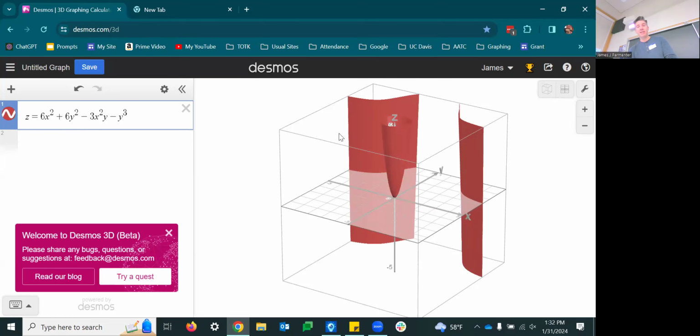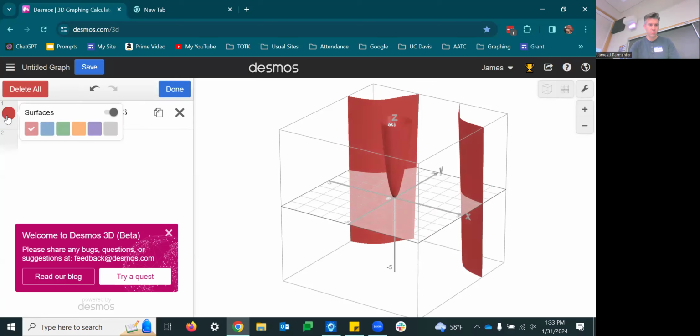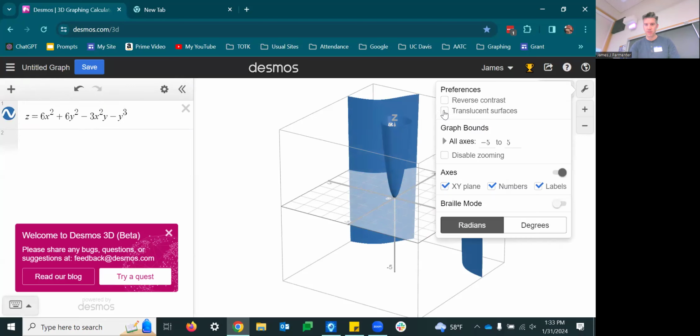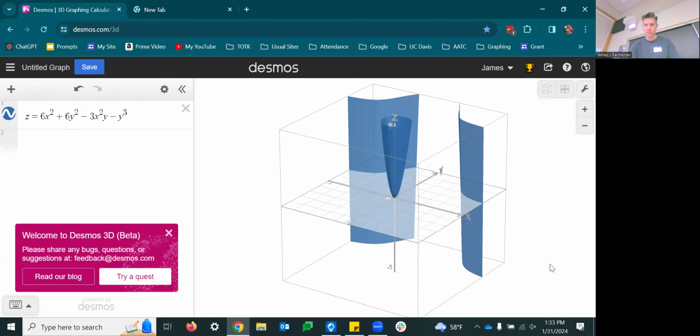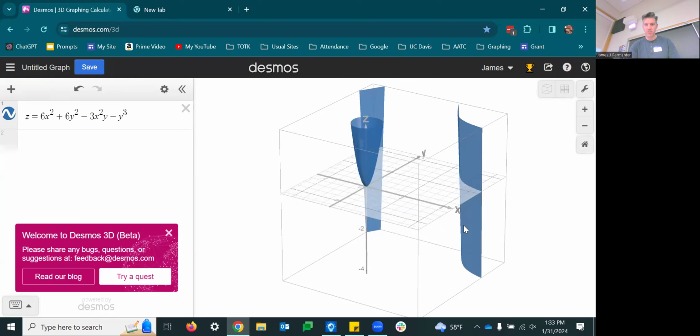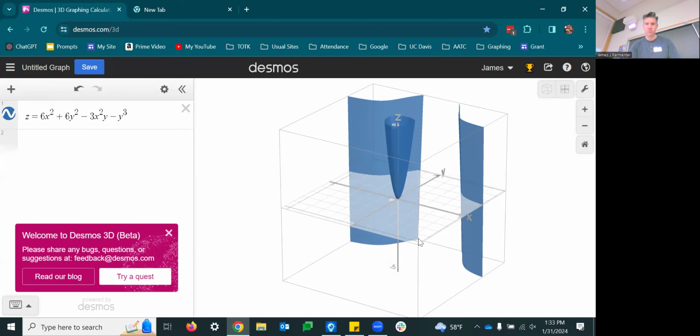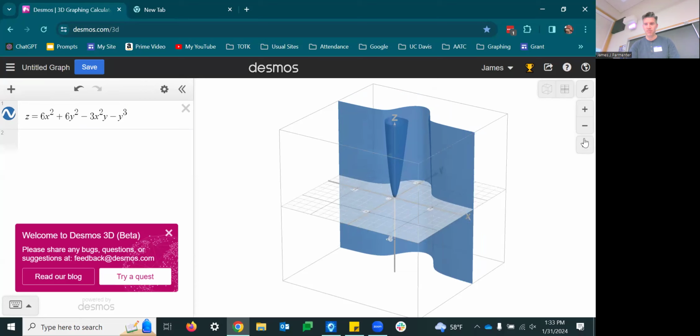I can't see it. I see a minimum. That's all I see. Red's not my favorite color for this. Let's change the color. I like blue. That's just a personal preference. And I also like to make it translucent. Cool. We zoom out a bit, zoom in a bit, zoom out a bit.